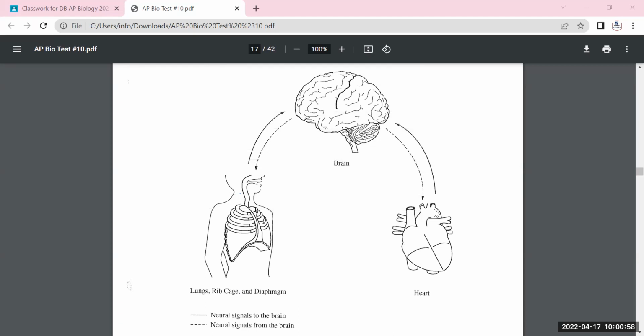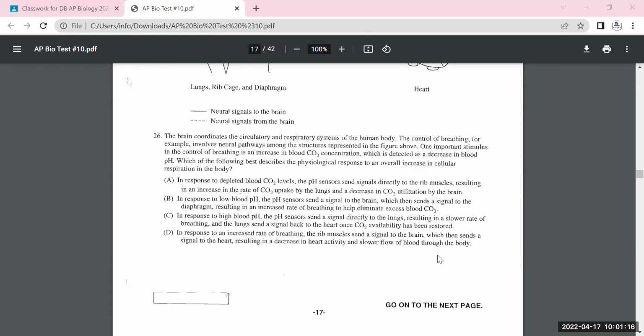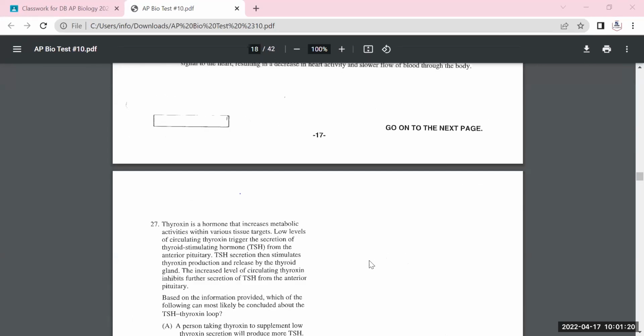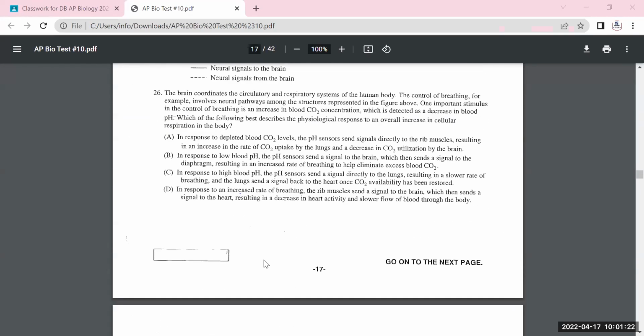So if you look here, your heart sends a signal to your brain, which then sends it to your body, right? It sends it to your lungs, rib cage, and diaphragm. So signals from the brain are also going to signal your lungs, rib cage, and diaphragm, and also will signal your heart. So it's literally right in the middle.